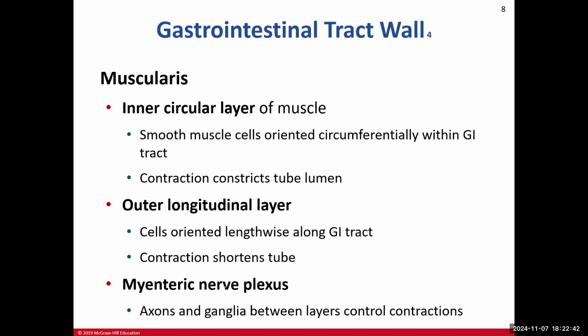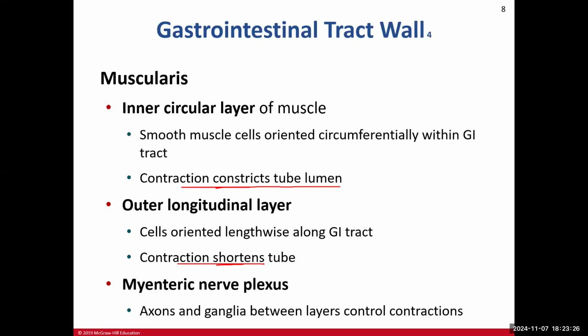So the inner circular layer is going to constrict the lumen of the digestive tract there. So it's basically just going to crunch down on the contents there. So that's a form of mechanical digestion because we're starting to break things up a little bit. And then you have the outer longitudinal layer, and this, when it contracts, causes a shortening of the tube. And so that's going to move the ingested material contents from the proximal part of the digestive tract towards the distal part. So think of the outer longitudinal layer moving things through the digestive tract.